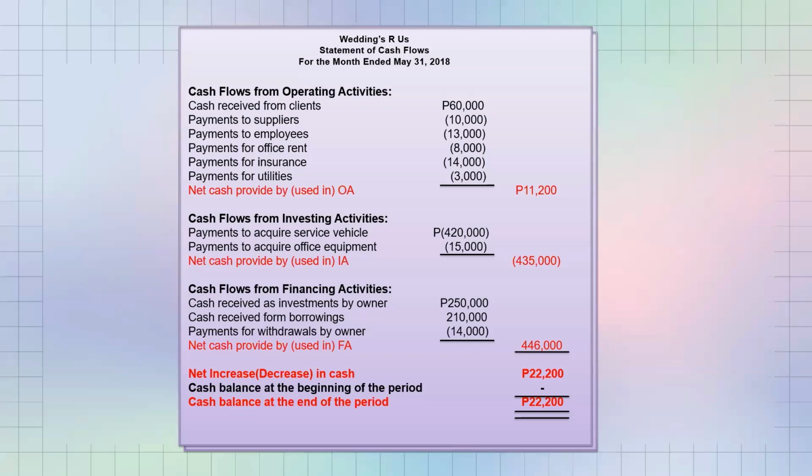We subtract the outflows from the inflows of each, then total them one by one. After that, we add their totals, which will result in an increase in cash if positive, and a decrease in cash if the amount is negative. From that amount, the computed increase or decrease in cash, we add the beginning balance of cash to arrive at the cash balance at the end of the period. So, that's all there is to it.